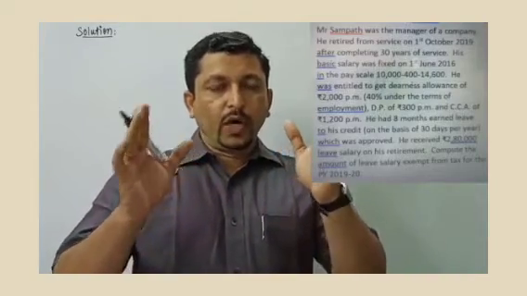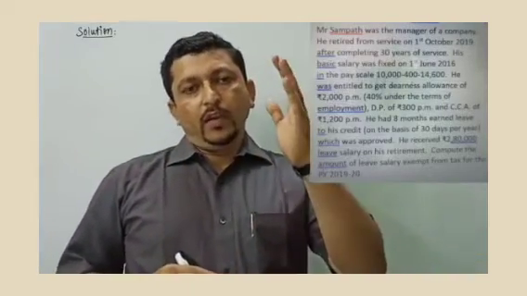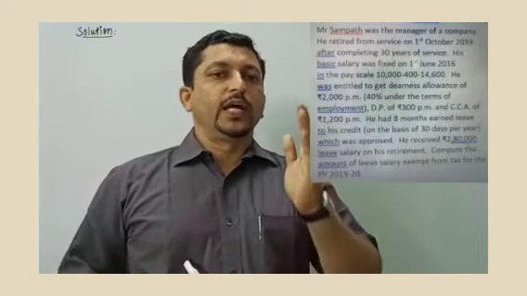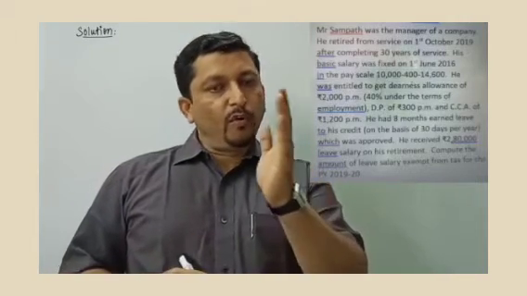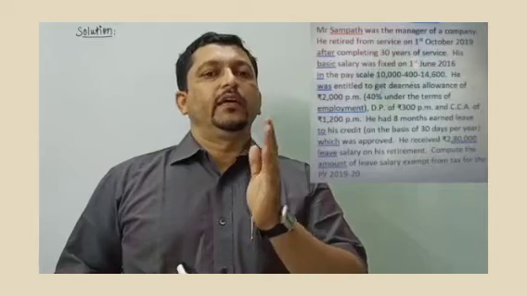10,000-400-14,600. What are these three numbers? The first number is called the starting point. 400 rupees, the number in the center, is normally the annual increment. And 14,600, the last number, is called the stagnation point. You will study more about this in the next unit of this subject, that is income from salary.